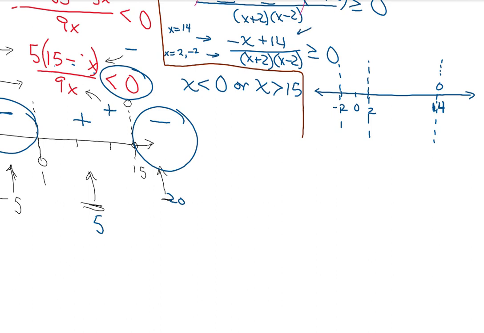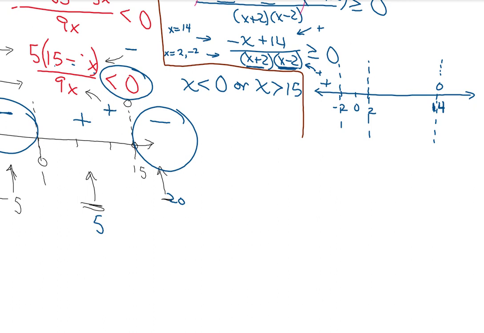If I plug negative 3 into the top, I'm going to get positive 17. If I plug negative 3 in down here, this factor will be negative. But actually, excuse me, both will be negative. Negative 3 plus 2 is negative 1, and negative 3 minus 2 is negative 5. So negative times a negative, that whole denominator is positive. So the rational expression is positive in the numerator, positive on the denominator, so the whole thing's positive.